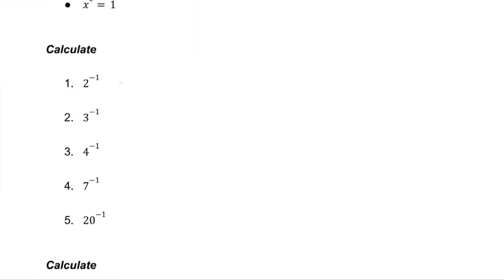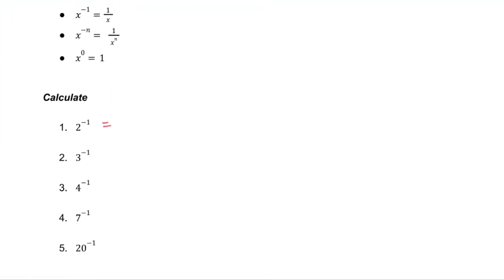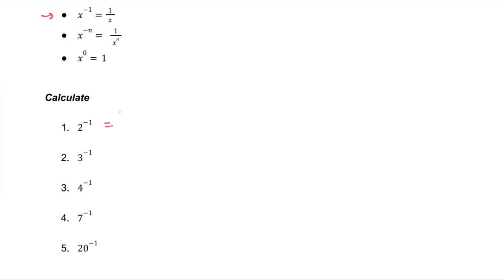Okay, so now we've gone through the theory, let's have a go at some examples. So 2 to the minus 1. Okay, so let's look back at our rules. What do we do here? Well, that's this rule here. That's 1 over 2. 3 to the minus 1, again, we're just going to flip it. 1 over 3. 4 to the minus 1, just going to flip it. 1 over 4. 7 to the minus 1, you're going to flip it. That's 1 over 7. And then 20 to the minus 1, just going to flip it. 1 over 20. Okay, so that's going to work no matter the number.